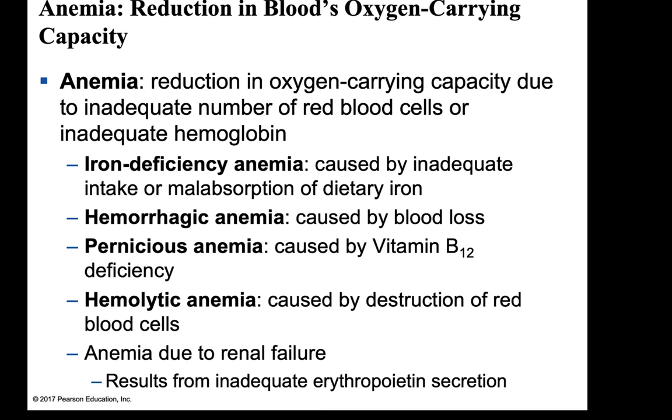Hemorrhagic anemia, that's caused through blood loss. Pernicious anemia, that's caused by a vitamin B12 deficiency. Hemolytic anemia, this is caused by destruction of red blood cells. And also, anemia may be due to kidney failure because, remember, the kidneys actually produce that hormone, erythropoietin, that is responsible for producing red blood cells.